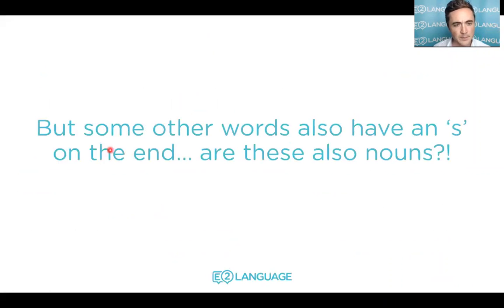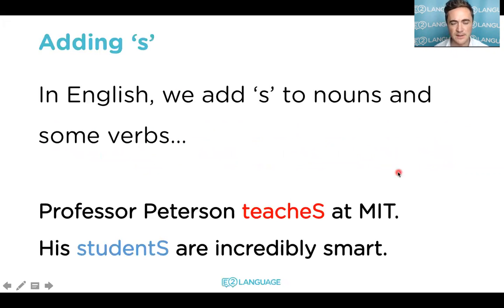Cool. But some other words also have an S on the end. Are these also nouns? Good question. Let's look at this. So in English, we add S to nouns to indicate more than one. But we also add S to some verbs. Look at these two sentences. Professor Peterson teaches at MIT. His students are incredibly smart.